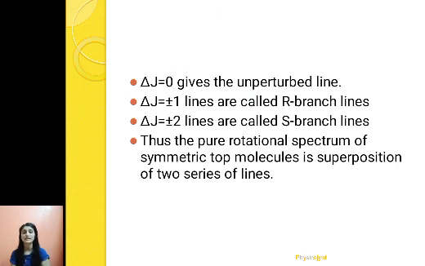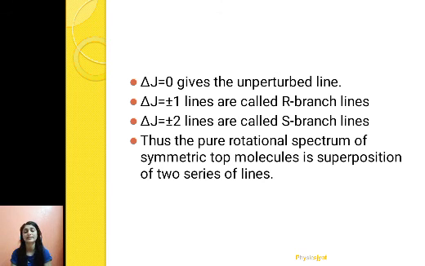Now the lines corresponding to delta J equals plus minus 1 we call R branch lines. Delta J equals plus minus 1 means transition will take place between successive energy levels. That means the transition will be from EJ plus 1 to EJ or from EJ to EJ plus 1. When we say delta J equals plus minus 2, that means transition is not taking place between immediate energy levels but skipping one level, like EJ to EJ plus 2 or EJ plus 2 to EJ. That corresponds to delta J equals plus minus 2, and these lines are called S branch lines.